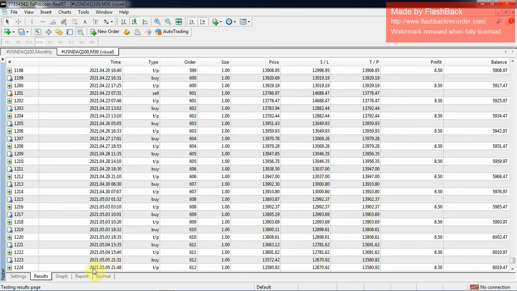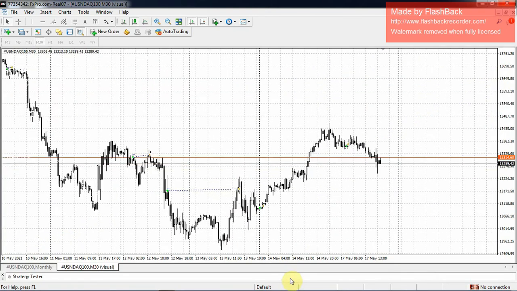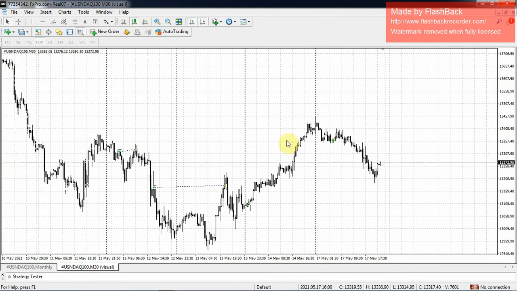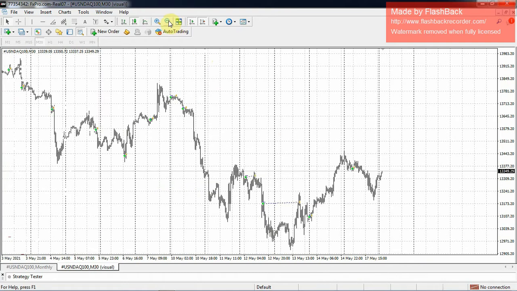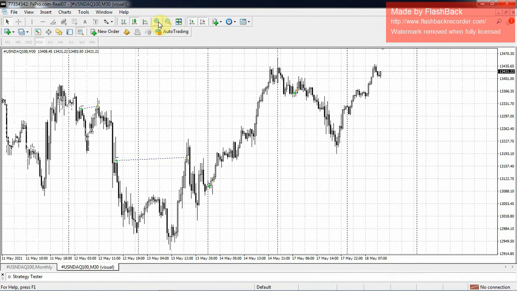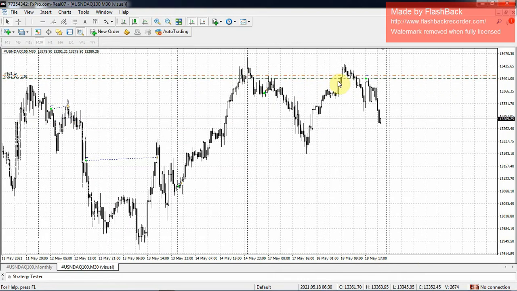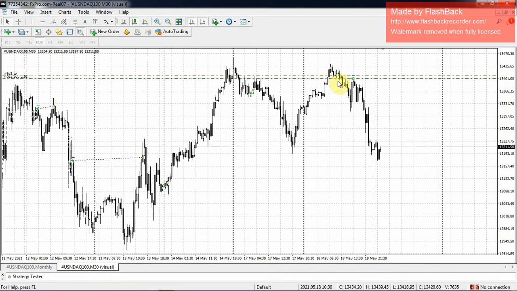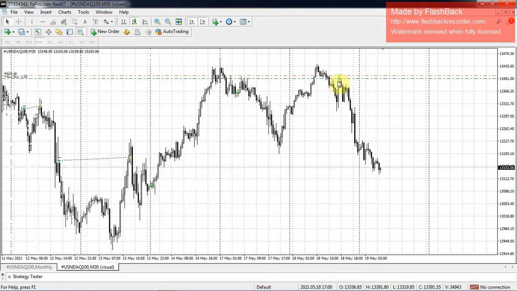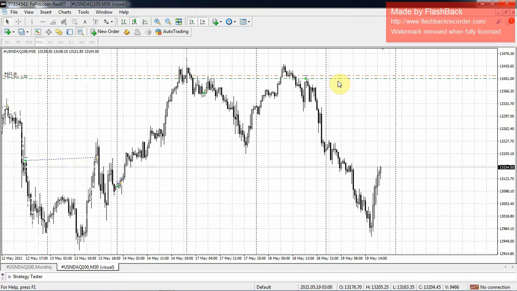Okay, so that's May 2021 there. We are still taking trades, as you can see. We are still hitting take profits, as you can see. Okay, that trade was entered and the market went against us.